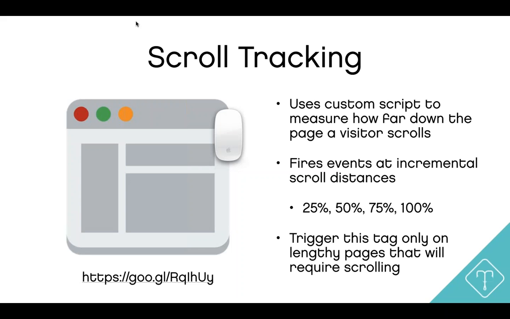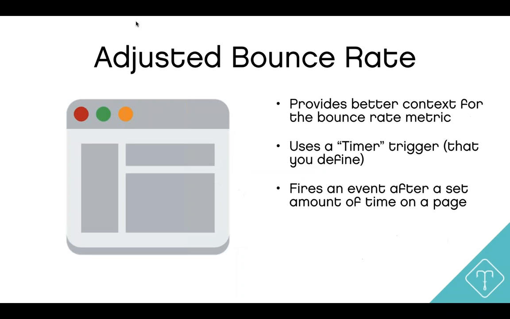Last one I've got for you is adjusted bounce rate. Adjusted bounce rate helps us get a better understanding of bounces. What it does is it allows us to create a timer trigger. Bounce rate is a little confusing because a bounce is essentially someone comes to your page, they don't visit any other pages, and they just leave. And typically in analytics that looks like failure, but it's really not necessarily.